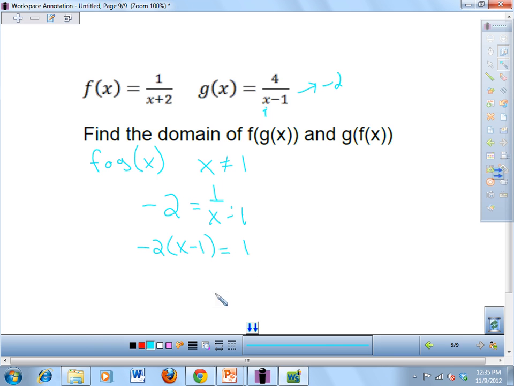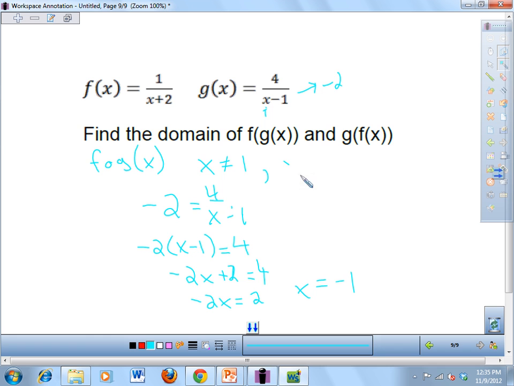Any questions on what I did algebraically there? I distribute, I get negative 2x plus 2 equals 1. Sorry, that's what I did wrong. Wait, isn't it 4 over x minus 1? Oh, that's what I did wrong. I'm sorry, that's a 4 over here. Making lots of mistakes. So that's negative 2x equals 2. So x equals negative 1.